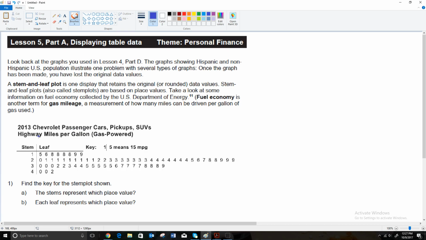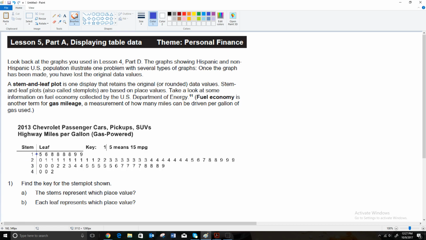So how do we read this? Well, if you look at this key right here, it says that if you have a 1 and a slash and then a 5, that means 15 miles per gallon. So on here, this is what's called, again, a stem and leaf plot. These are the stems in the data, and this 1 doesn't actually mean 1, it actually means 10. The 2 means 20, the 3 means 30, and the 4 means 40.